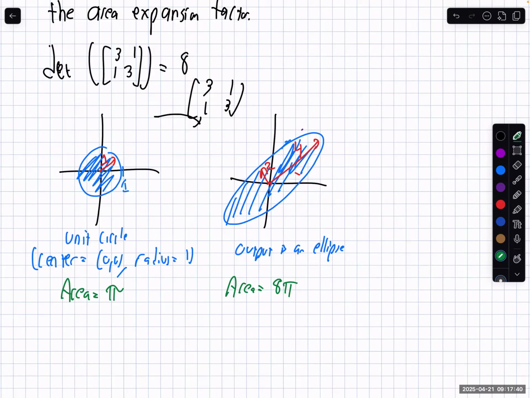This ellipse, the major axis has length 4 and the minor axis has length 2. Area of an ellipse is pi times a times b. The area of this ellipse is 8 pi. And I already knew that was going to happen because the determinant of this matrix is the expansion factor. So this matrix will take an input shape and deform it into an output shape. The output shape will always have 8 times the area as the input shape.